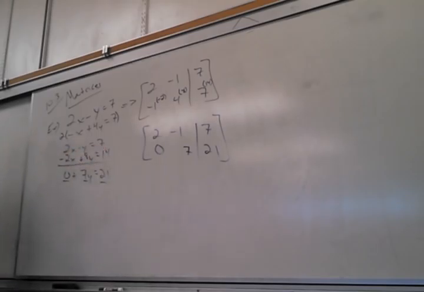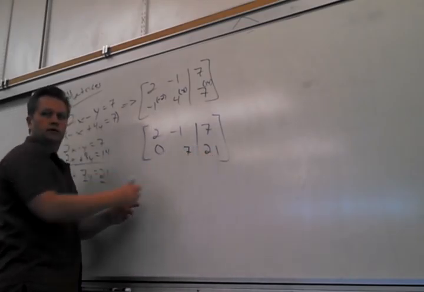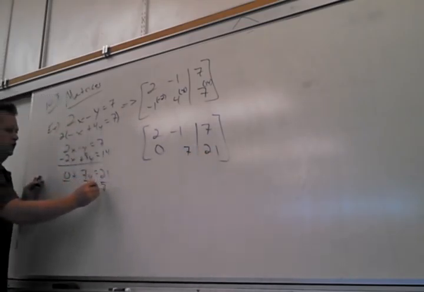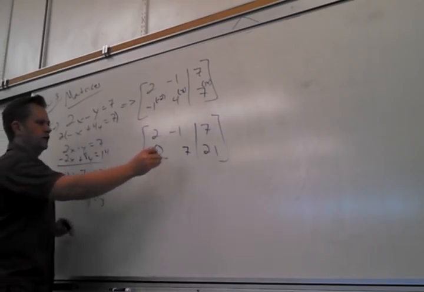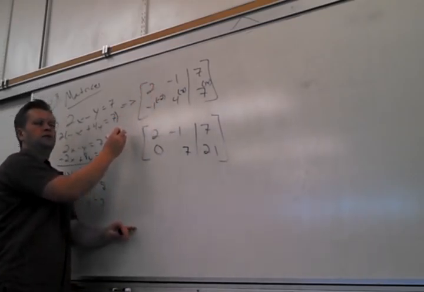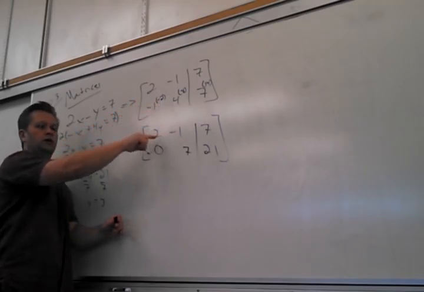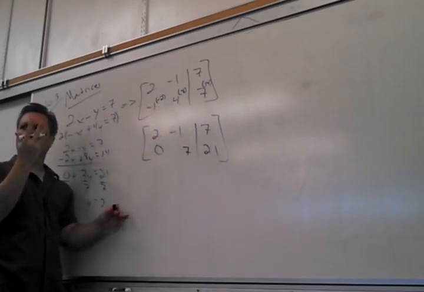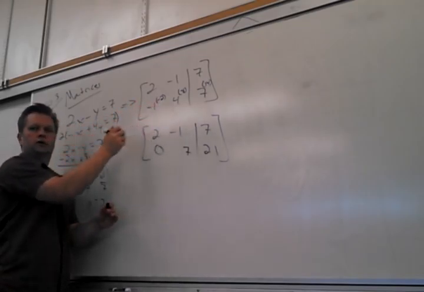Now what can I do? What's there that I can do? Yeah, I could divide by 7, just like I would do there. So here if I divide, I've got to keep track of what I'm doing. What did I do from here to here? Tell me in terms of rows.